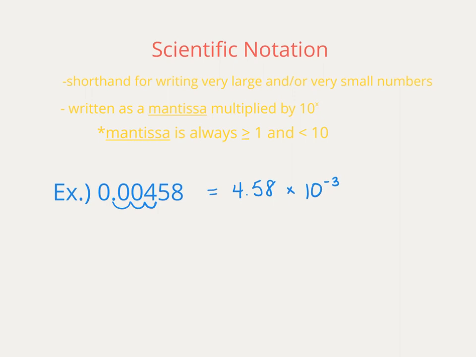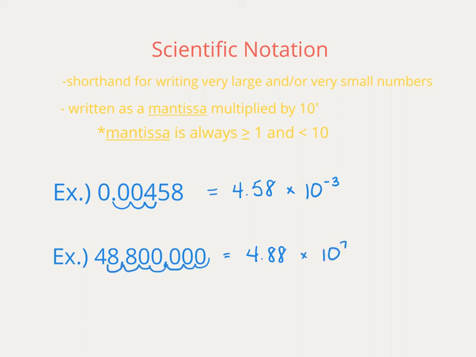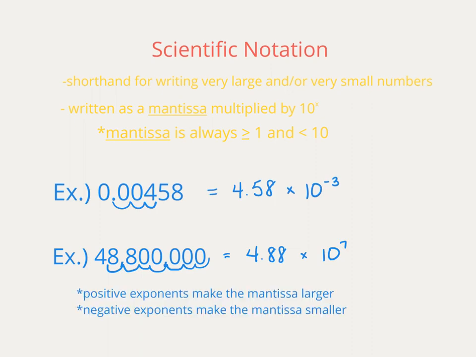Conversely, if we wanted to take the number 48,800,000 and convert that into scientific notation, we would still have to have our mantissa between 1 and 10, so the only number that works in this case would be 4.88, and we'd multiply that by 10 to the 7th, because our mantissa is now smaller than our original number, so our exponent needs to be positive. Positive exponents are going to make our mantissa larger, and negative exponents are going to make our mantissa smaller.